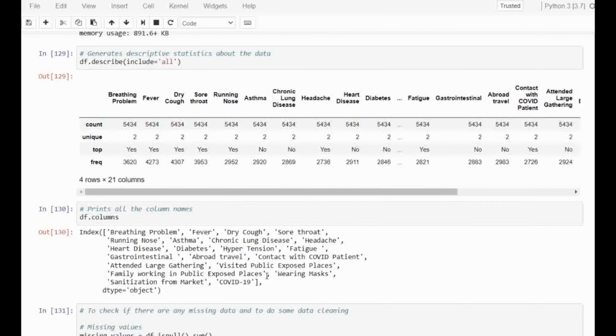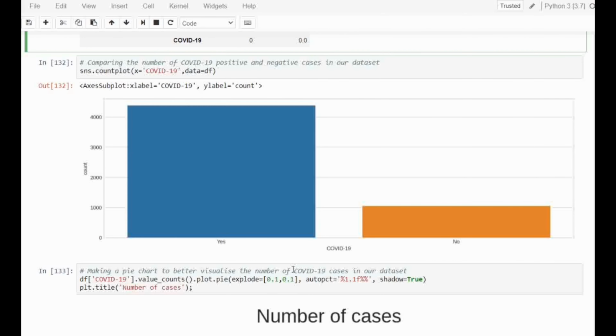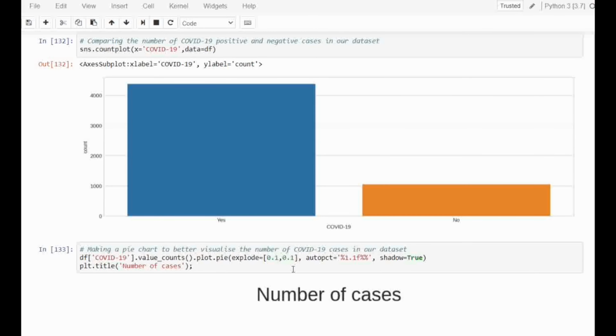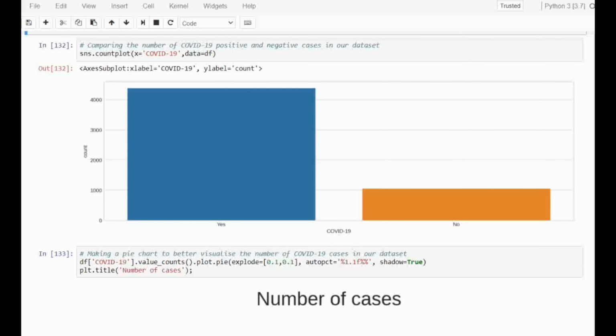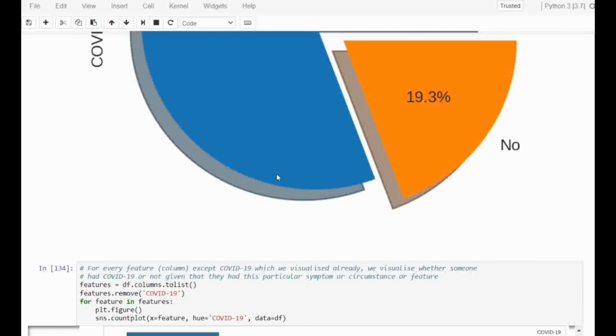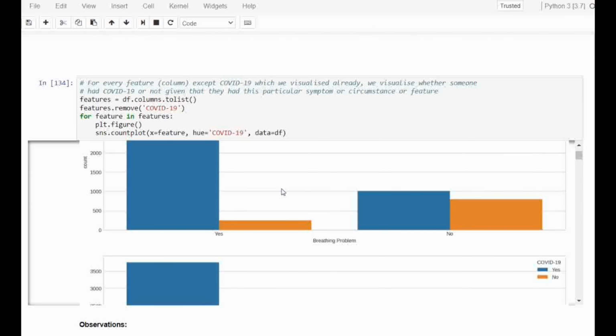So now that we've gotten familiarized with our data, we then look into data preparation and data cleaning. So we look into the number of missing values in our data set and the percentage of missing values in our data set, and then we go on to do some cleaning, and then here we look at how many positive and negative COVID cases there are in our data set, and this is a much better representation of the same statistic.